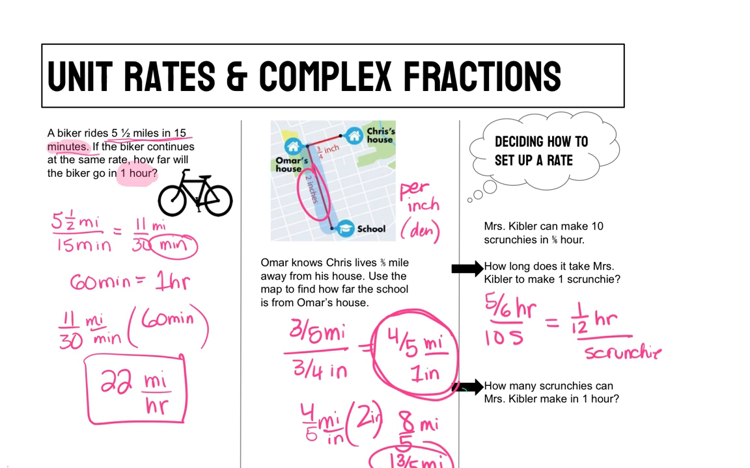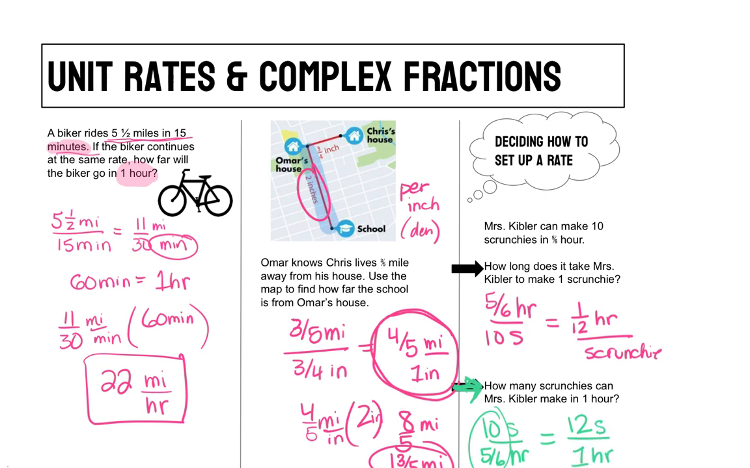Down here, we have a second scenario. How many scrunchies can Mrs. Kibler make in 1 hour? Because it's per 1 hour, we know that our time is going to be in the denominator. So I have my 5/6 of an hour, I have my 10 scrunchies in the numerator. And when we divide this out, what we get is that she can make 12 scrunchies in 1 hour.